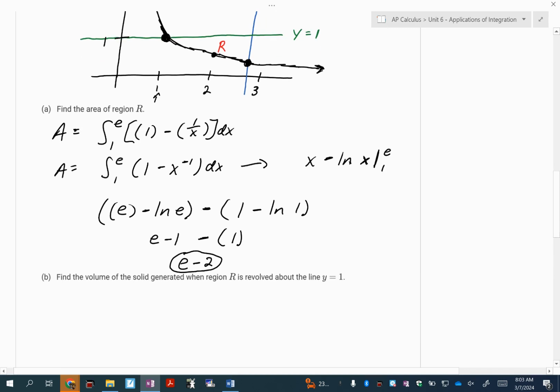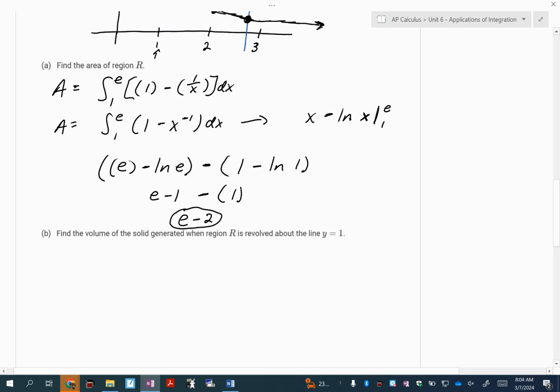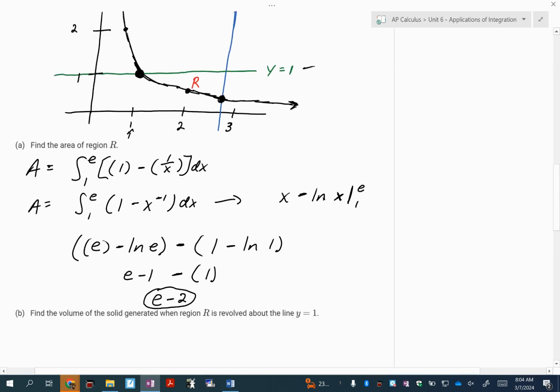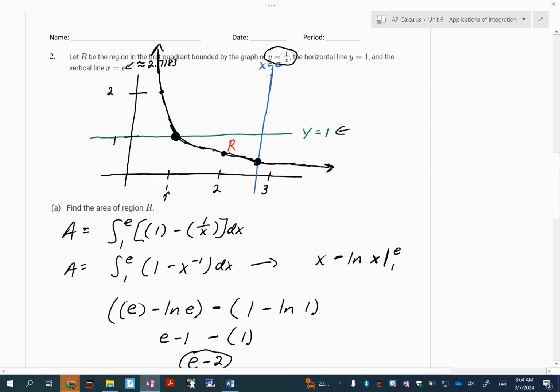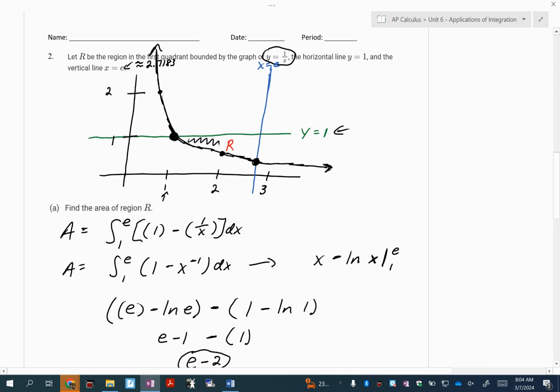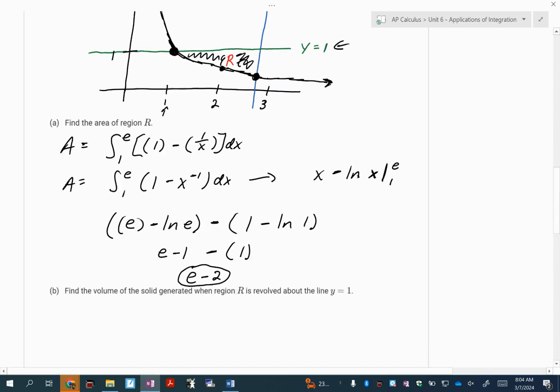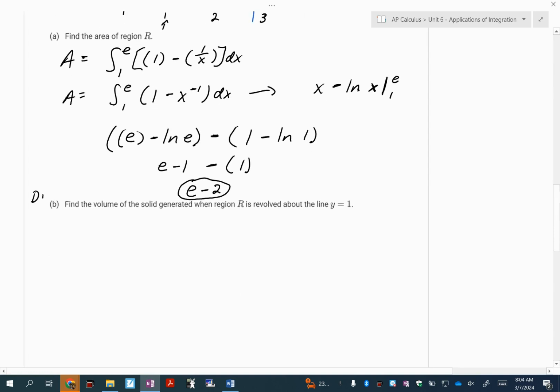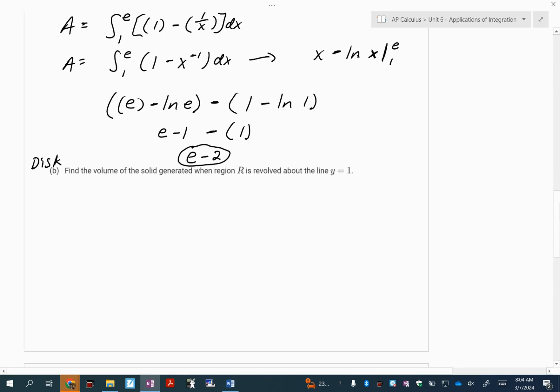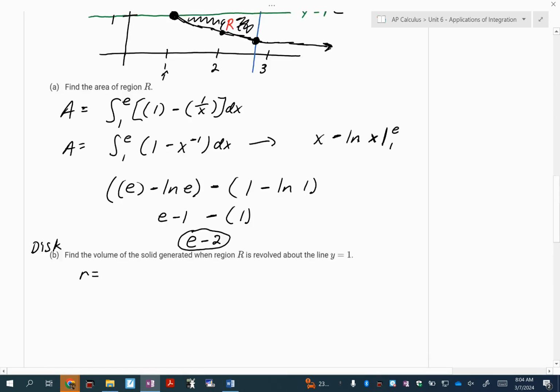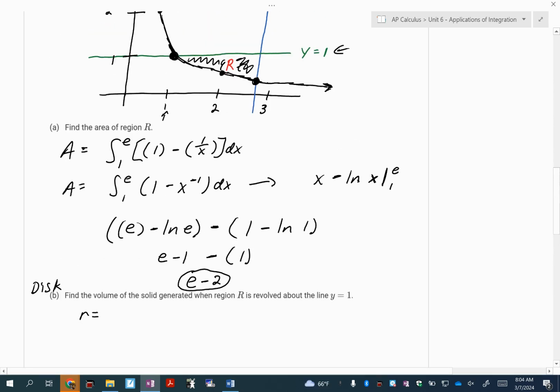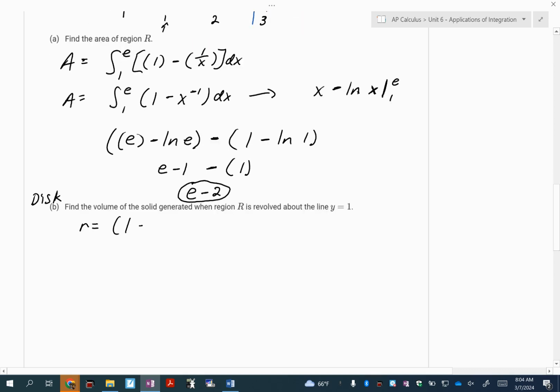All right, part B says to find the volume of the solid generated when region R is revolved around the line y equals 1. So we're revolving around this line, and what you should notice is that because there's no gap between my axis of revolution and my shaded area, I'm going to be doing the disk method here. The way we did the disk method was to find the radius, which is the distance from the axis of revolution to your function. In this case, it's 1 minus 1 over x, because that is my other function.